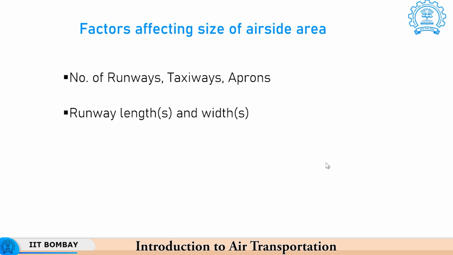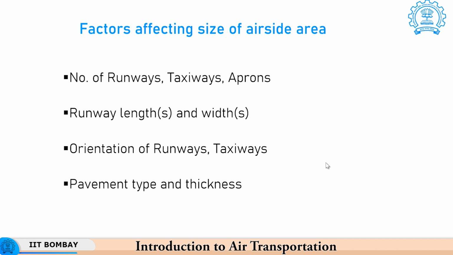Then the length or lengths of the runway and their width or widths are the ones that decide the lateral dimension that will be needed. If the runways are parallel, then you may need lesser area, but if they are cross runways, then you need a larger land area. And also the orientation of taxiways with respect to the runways also is a big factor in deciding how much area is needed.